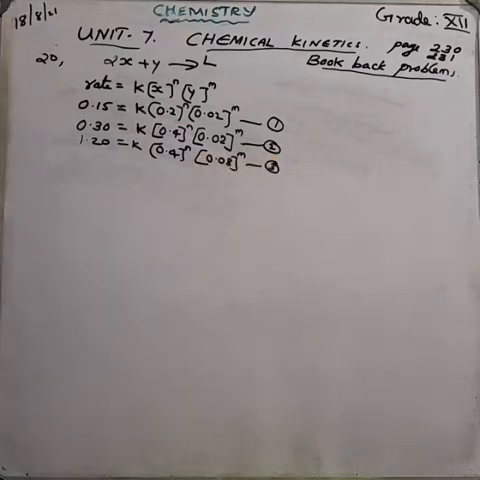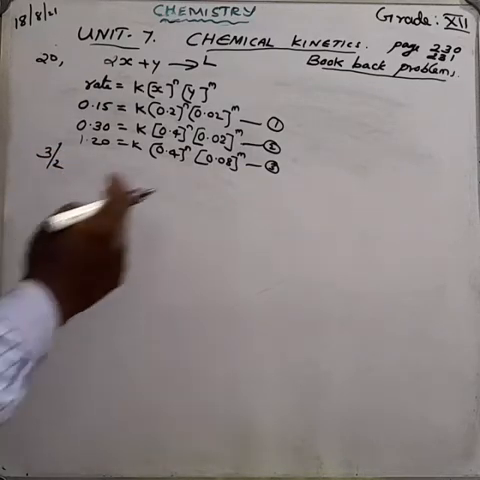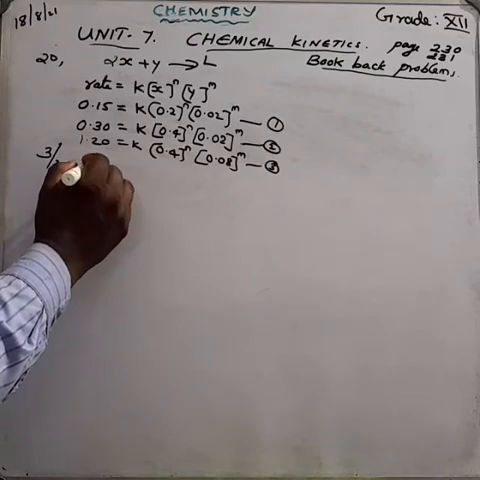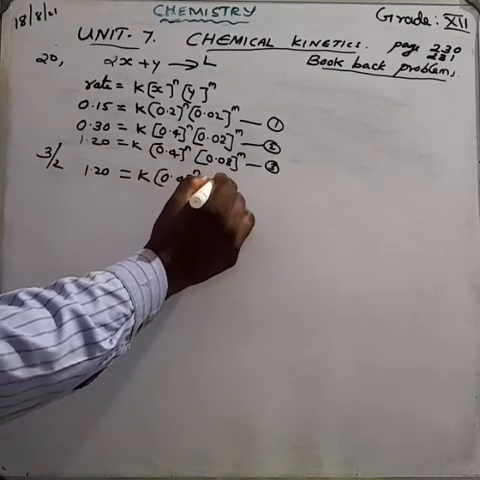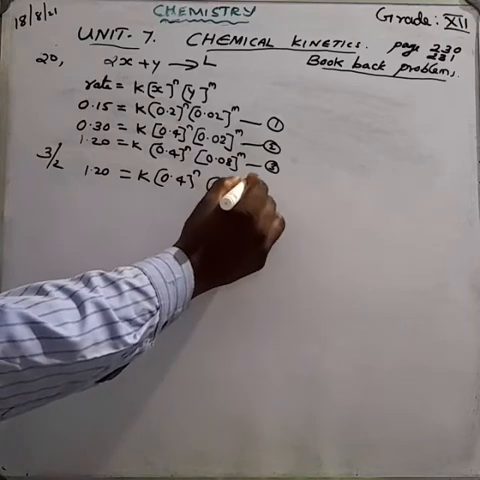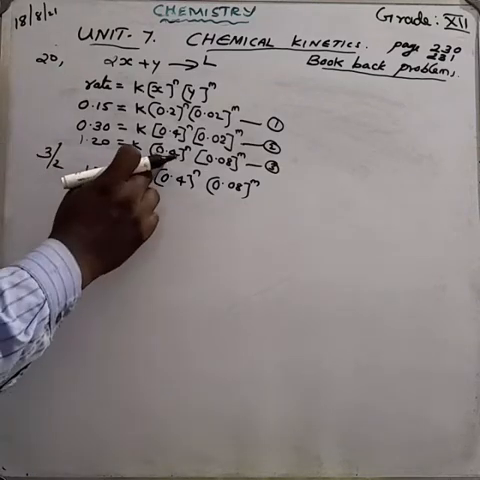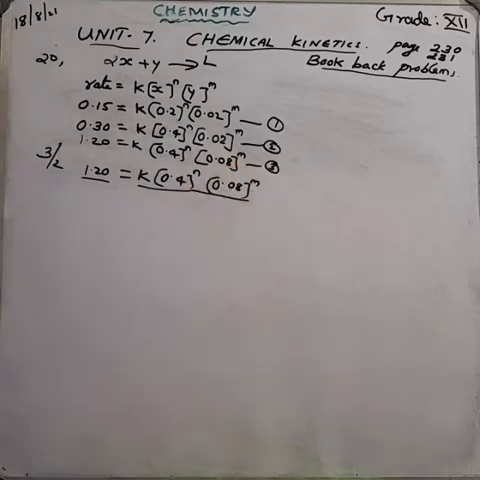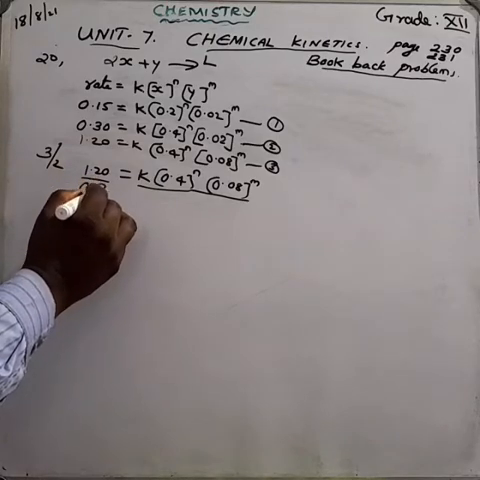Now, we can divide equation 3 by 2. First, you have to take equation number 3 by 2. What's about equation number 3? Here, 1.20 is equal to K into 0.4 power N, 0.08 power M. So, you have to write the first step. Equation 3, that is 1.2, equal to K into 0.4 power N and 0.08 power M, divided by equation number 2.